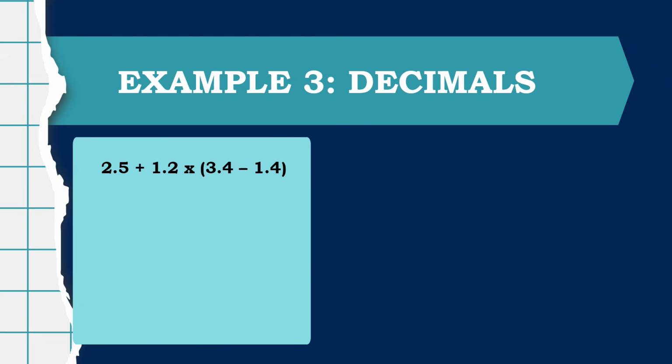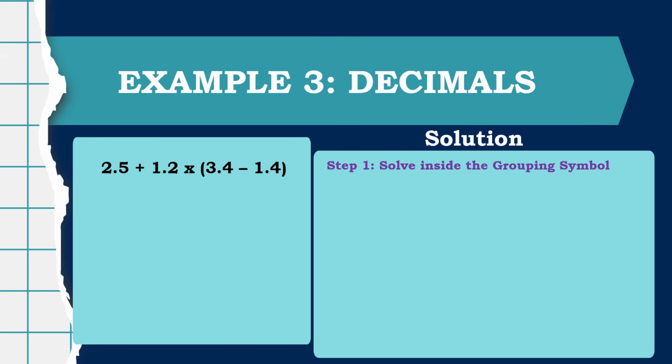So 2 and 5/10 plus 1 and 2/10 times the quantity of 3 and 4/10 minus 1 and 4/10. First, we're going to solve inside the grouping symbol. So 3 and 4/10 minus 1 and 4/10. So in subtracting decimals, we need to align the decimal point. So 4 minus 4 is equal to 0. 3 minus 1 is equal to 2. Then put the decimal point.